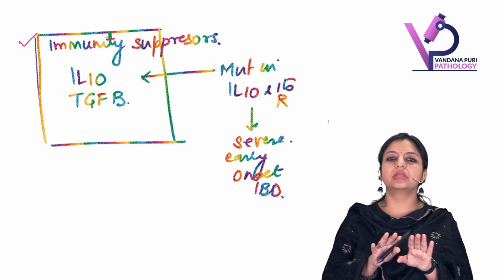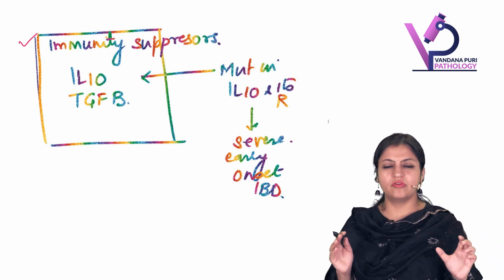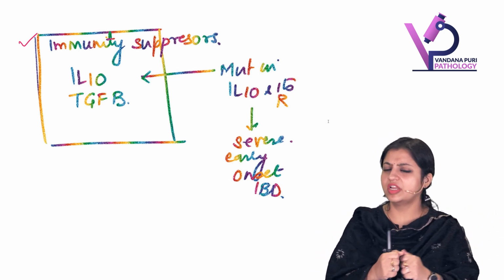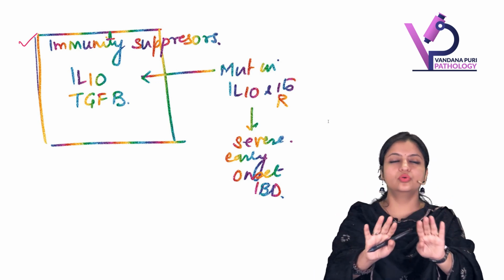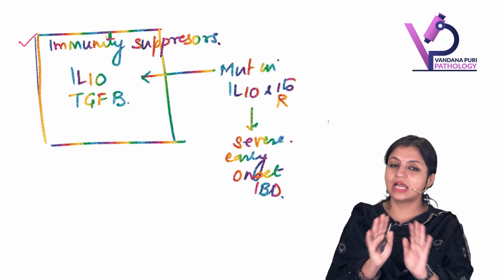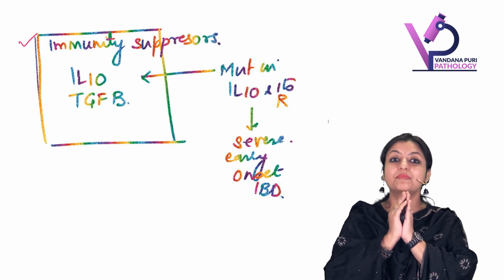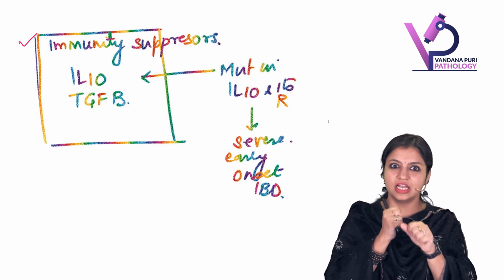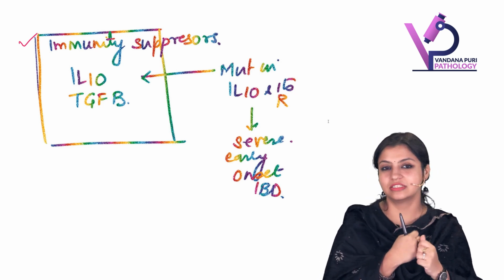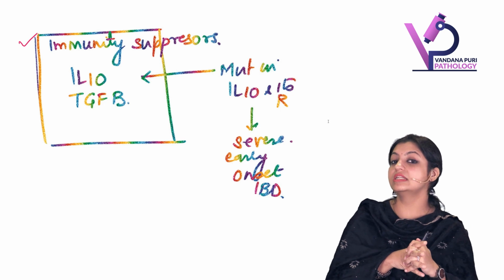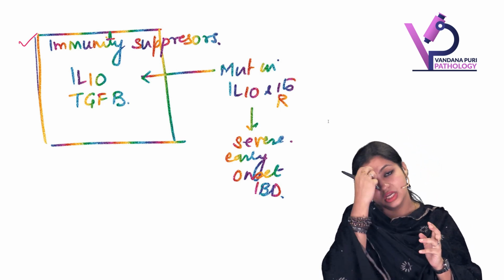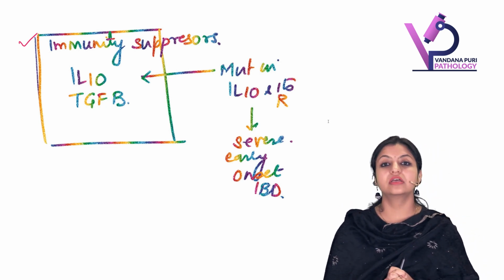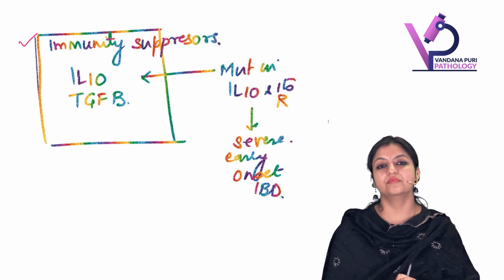Then there will be nobody to suppress the immunity. Then T cells will get more virulent. It is like, you know, there are angry people everywhere who will keep on fighting. There will be pacifiers who will say, no, don't fight, it's okay, relax. That is interleukin-10, it's a pacifier. But if the pacifier is killed, what will happen? The angry people will start fighting and attacking everybody, isn't it? The same thing happens here. So if interleukin-10 or its receptor gets mutated, it will cause a very severe early onset inflammatory bowel disease.